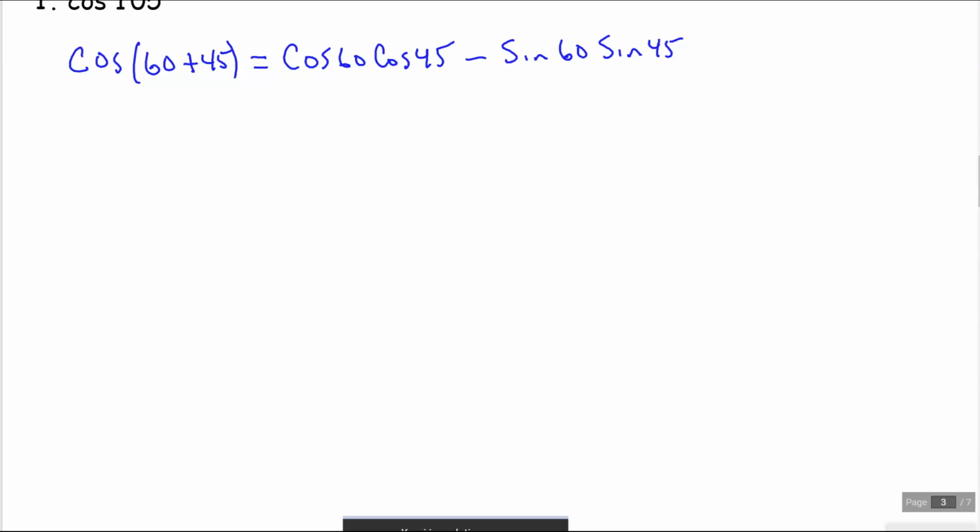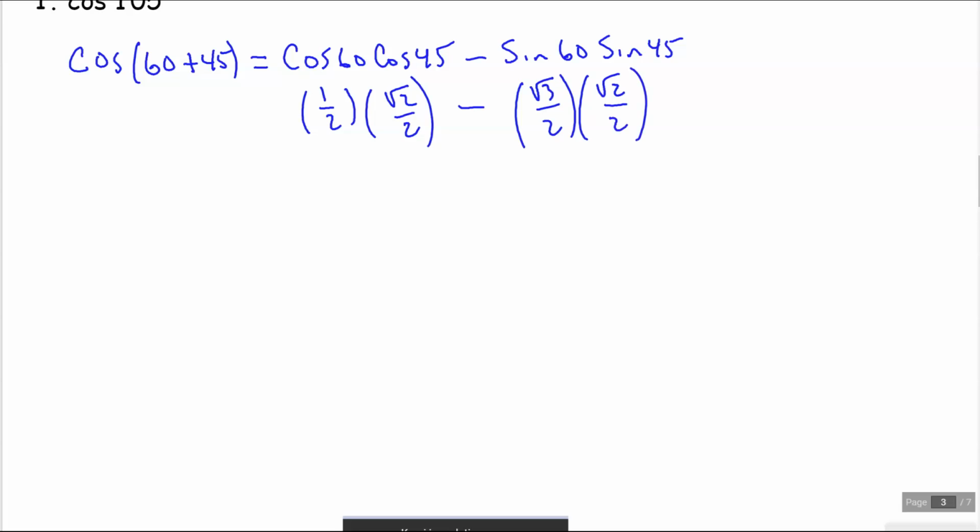All right, cosine of 60 is 1/2. Cosine of 45, root 2 over 2. Sine at 60 is root 3 over 2. And sine at 45 is root 2 over 2.